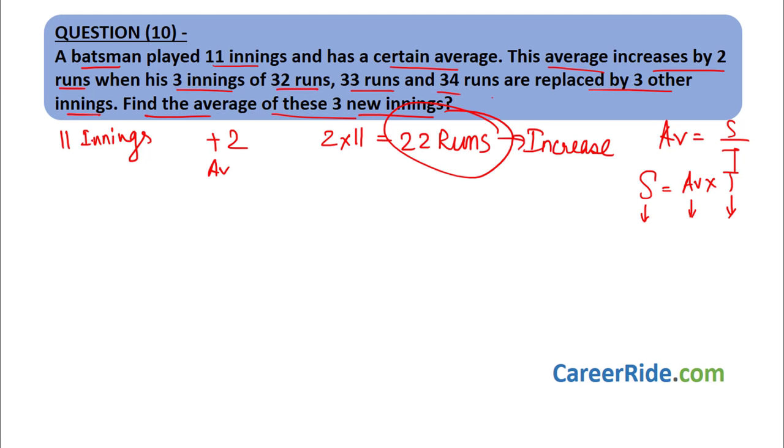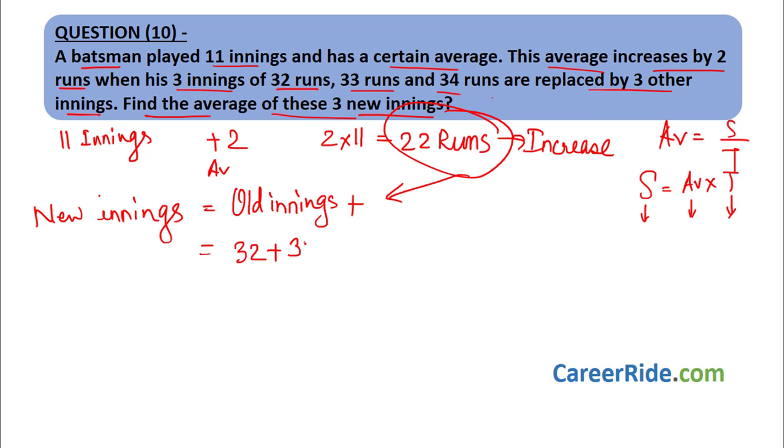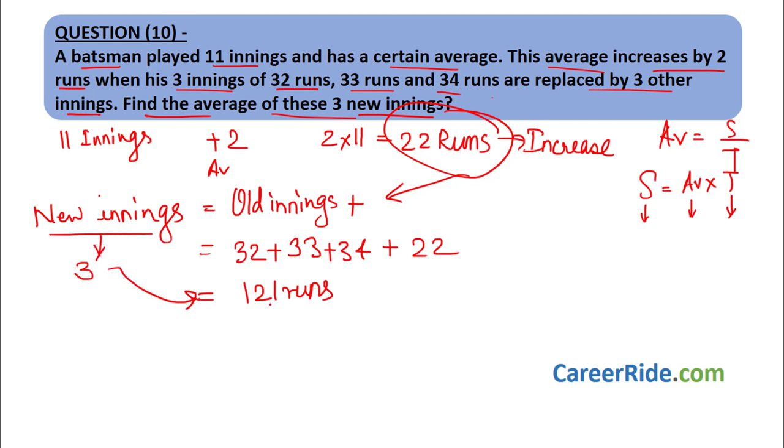Now what they say is that the 3 old innings are replaced by 3 new innings. Now whatever the new innings are there, what must they cause the average to do? Since they are causing the average to increase, what must they compensate for? They must compensate for the old innings, plus they must compensate for the increase in other innings also, the increase of 2 runs in other innings also, like we have seen in the weights and boxes, right? So how much is the old innings score? 32 plus 33 plus 34, plus how much is the increase in every inning because of this? That is 22 runs. So how much will you get over here? 30, 30, 30 is 90 plus 20 is 110, 121 runs. So the new three innings which are there, in total they must provide 121 runs.